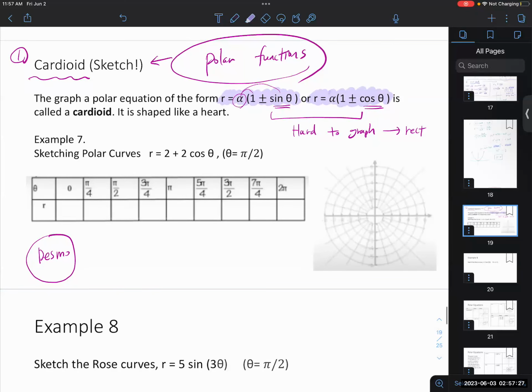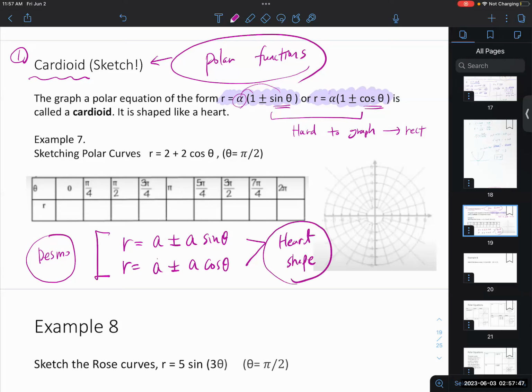So this is a unique function. If you have R equal to some constant plus minus a constant times sine theta, or a constant plus minus a constant times the cosine theta, they're going to create a heart shape as a graph. We call these two functions cardioid functions as a part of the polar function. So you don't need to fill out this information because we can use Desmos. You can easily check what the shape looked like. So the shape, if you draw, it was a heart shape.